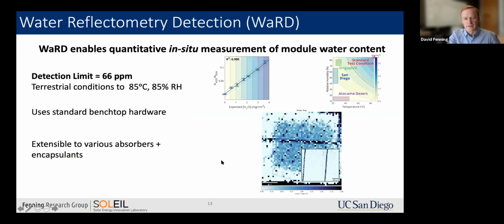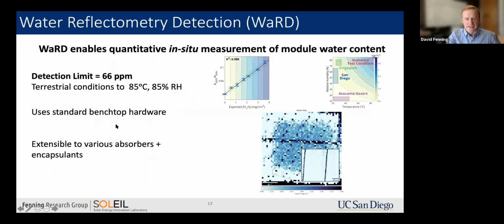So overall, this WAR technique enables a quantitative in situ measurement of a module's water content. Our detection limit in EVA is about 16.6 parts per million. And this allows us to span all relevant terrestrial conditions and 85/85 damp heat testing.